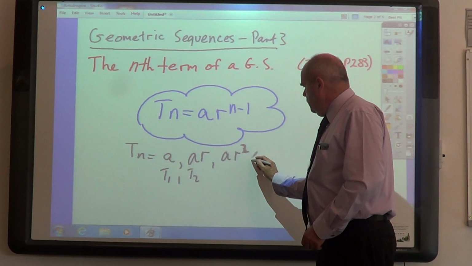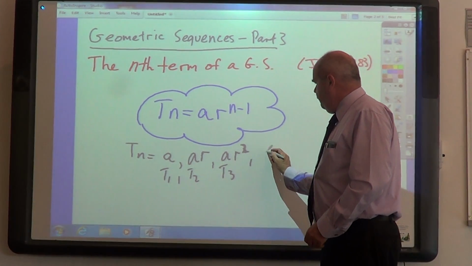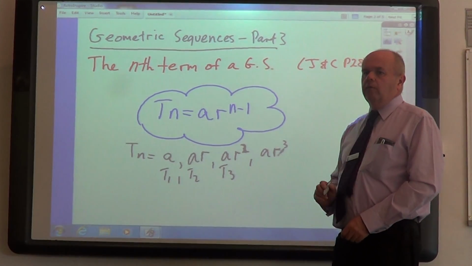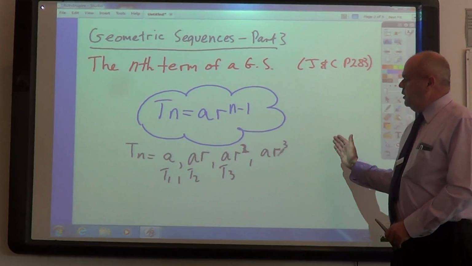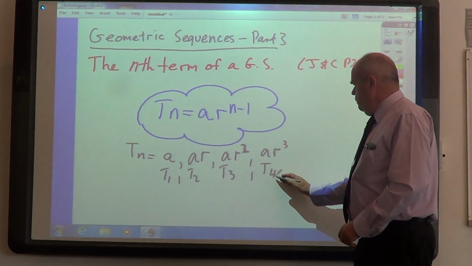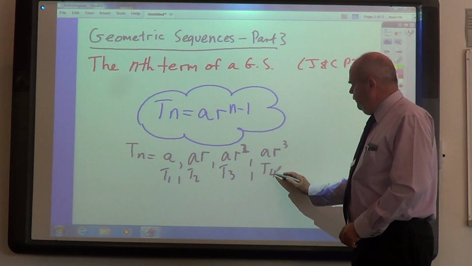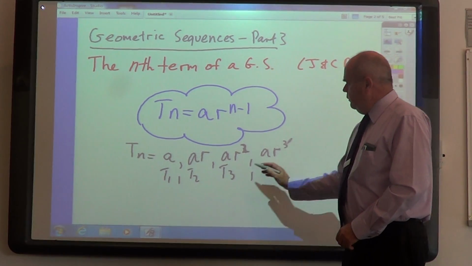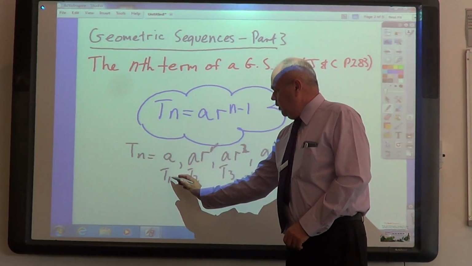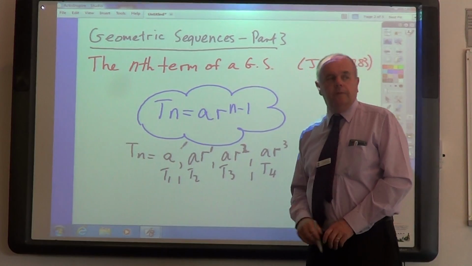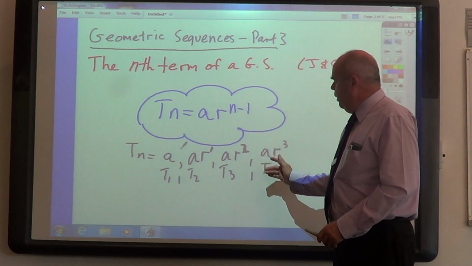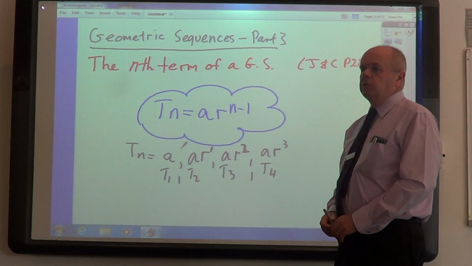Sorry, I made a mistake there. So that would be our third term, AR squared. And our fourth term would be AR to the power of 3. So now maybe you can see a connection between the term number and the power of R. Notice that for the fourth term, the power of R is 3. For the third term, it is 2. For the second term, it's an invisible 1. And technically for the first term, it would be R raised to the power of 0, which is 1, since anything to the power of 0 is 1. So you can see probably how that comes about, just in that very brief demonstration.